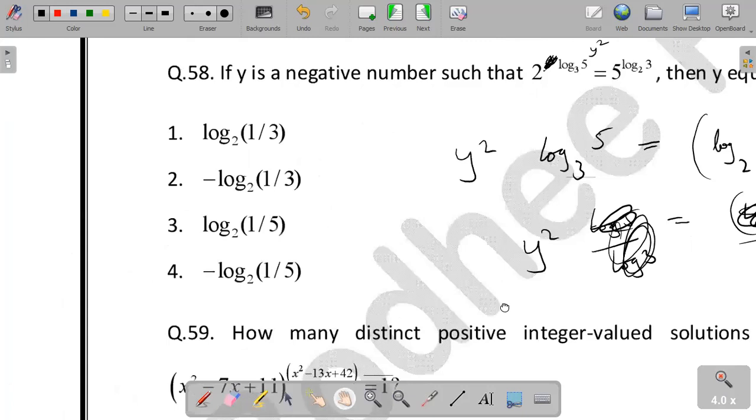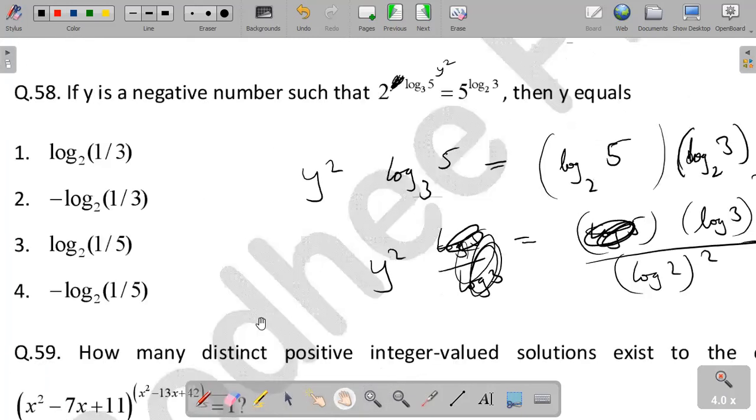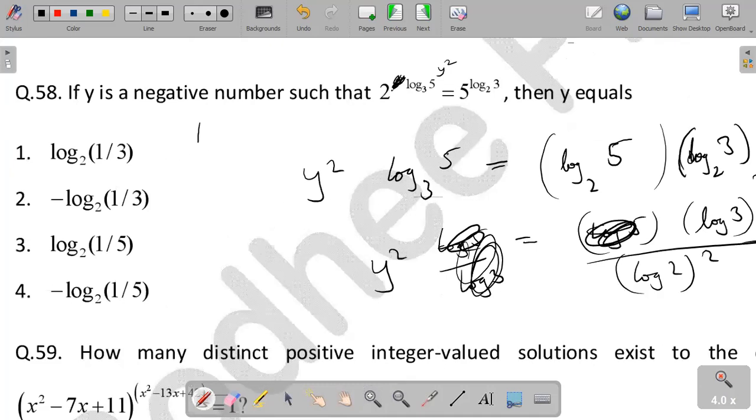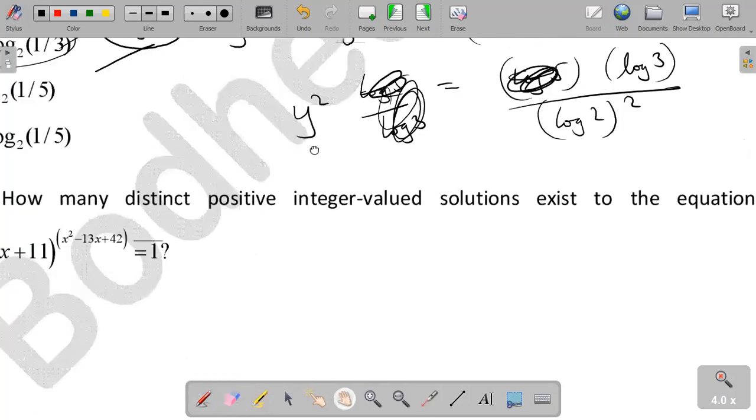Okay. So the answer choices are trickier. Basically, my answer should be log 3 by log 2. This should be my answer. So let's see. Okay, this should be the correct one. This is the correct answer because if you convert it into this form, it is the only one in this form given. Let's see the next question.